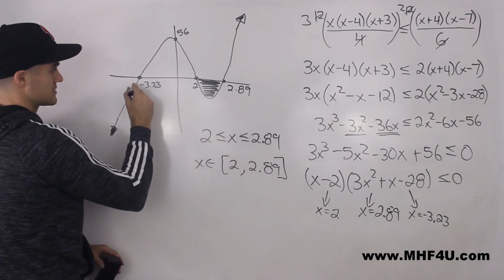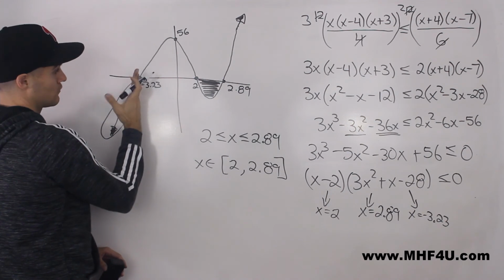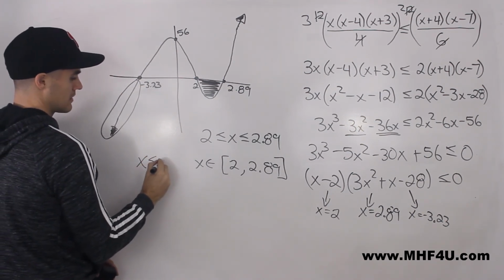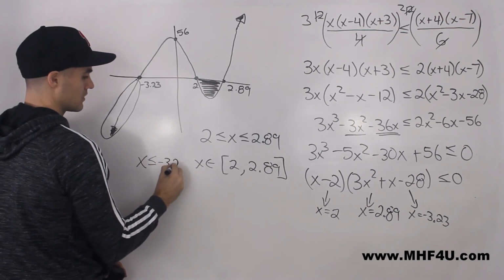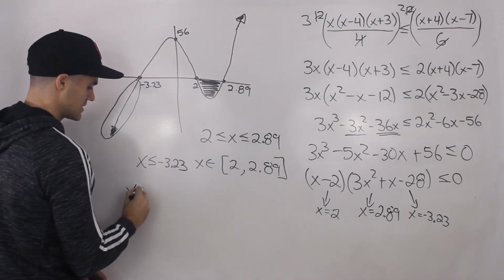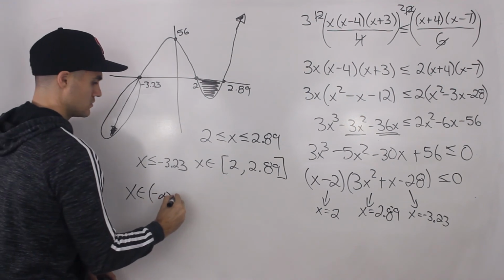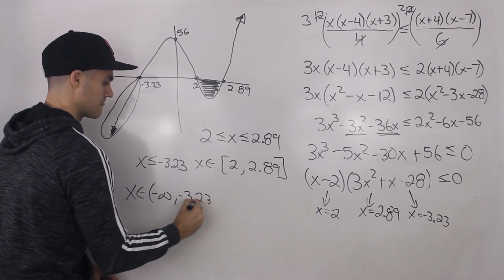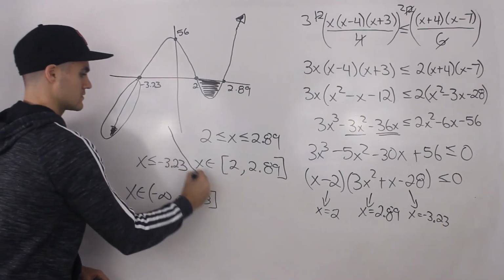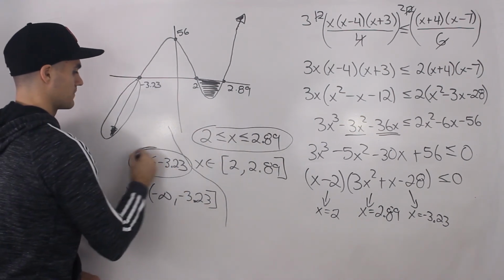It's also less than or equal to 0 in this interval here, below the x-axis for x values that are less than or equal to negative 3.23. So that's the other solution. And if we put that in set notation, it's basically x is an element from negative infinity to negative 3.23, with negative 3.23 in square brackets. So these are the two solutions, right here and right here.